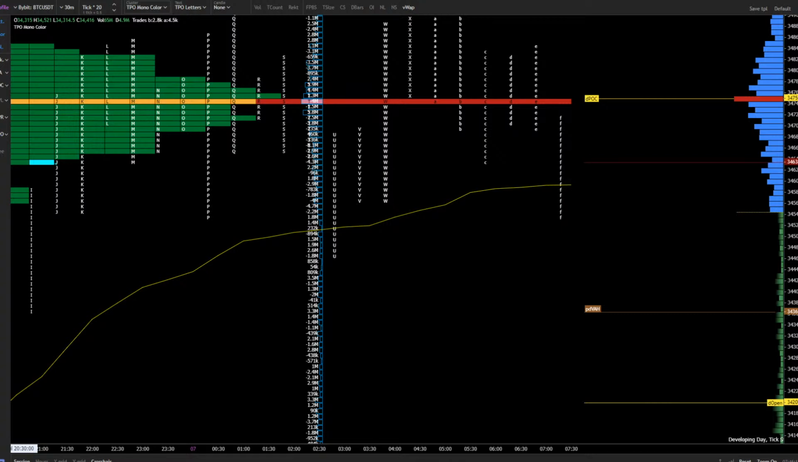Is Go Charting the same as XO? Pretty much. I think Go Charting has some better features. I just haven't messed with them enough to put them on.